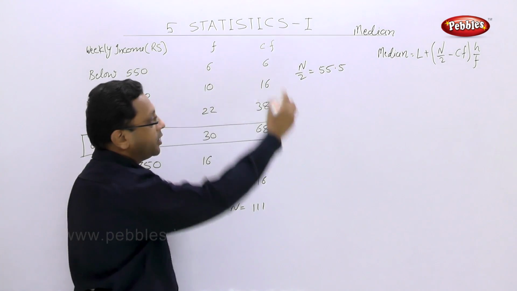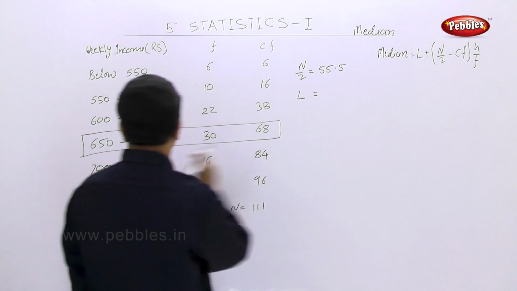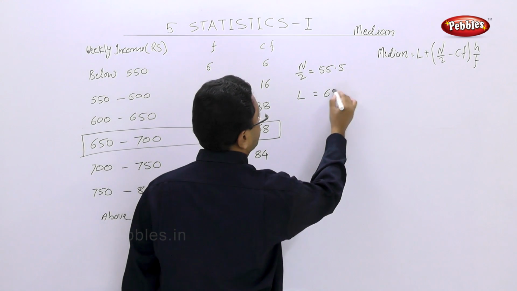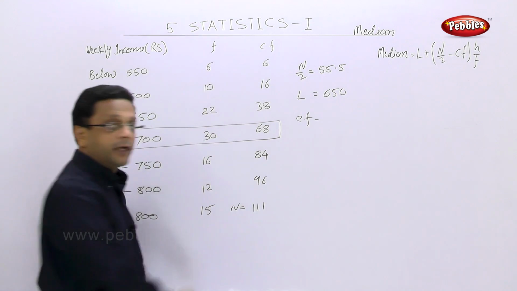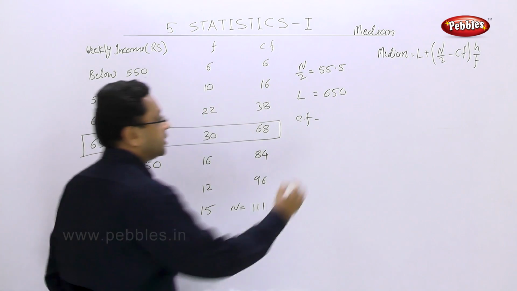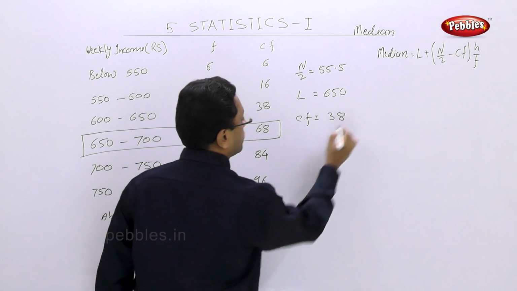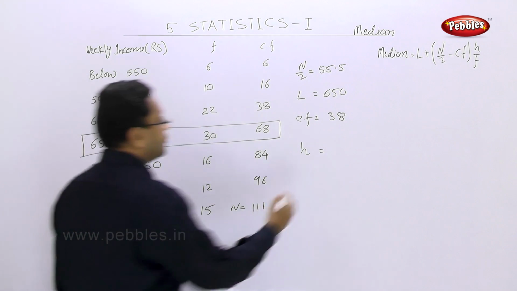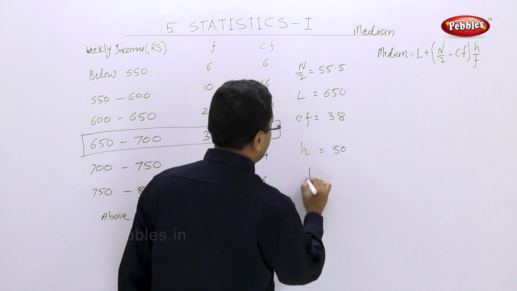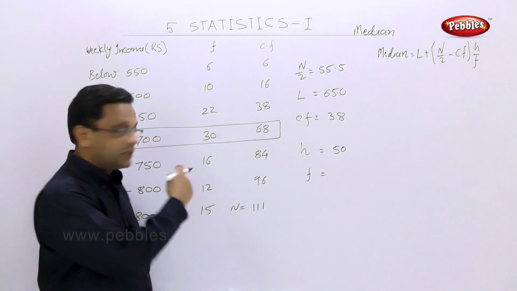Now quickly find out the other values. My L will be equal to 650. N by 2 I already calculated. Cumulative frequency, I have to take just the one above it, that is 38. H, that is the class interval, is 50, and the frequency related to the median class is 30 here.